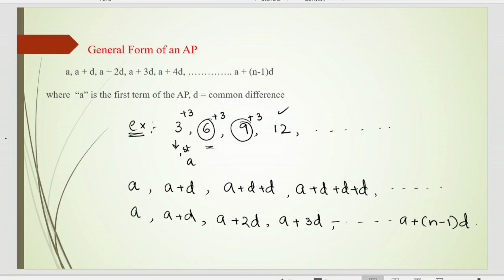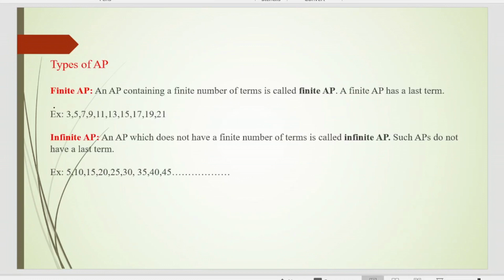Clear? Now let us see types of AP. We have finite AP and infinite AP. If we know the last term of an AP, it is said to be finite AP. If we do not know the last term of AP, it is said to be infinite AP. So these are the examples.